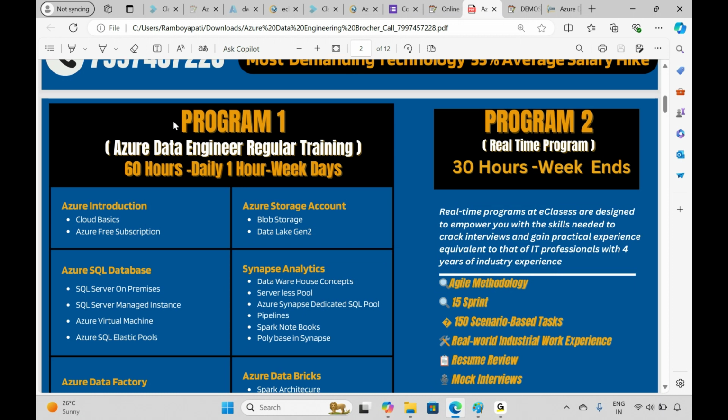This is not one after one. Program 1 and program 2 are both running parallelly. Program 1 is only on the weekdays. Program 2 is only on the weekends. I am going to take Saturday 1 hour, Sunday 1 hour.